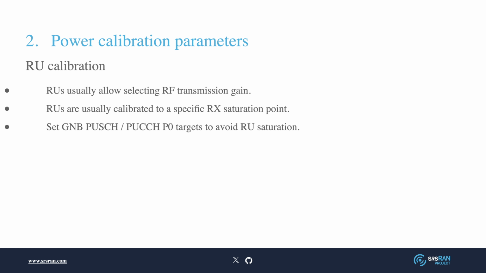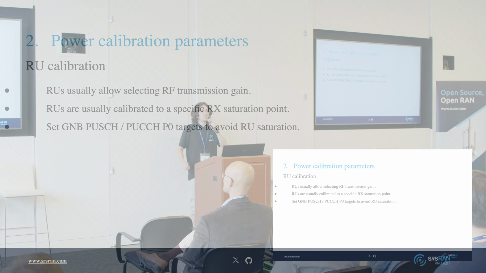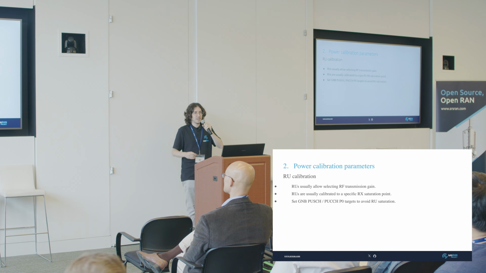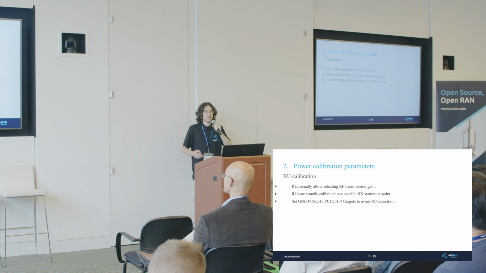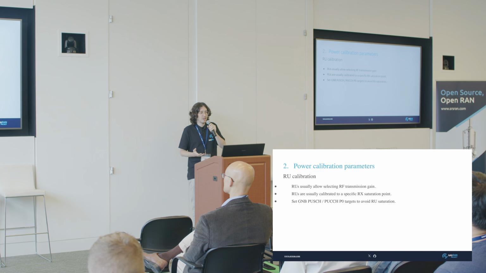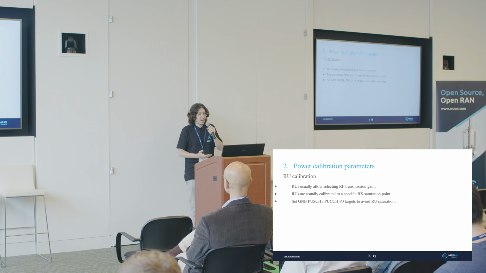Now, before moving on, I want to discuss very briefly what happens when, instead of having a USRP or an SDR device, we have a split 7.2 RU. Because as you have seen, there are some parameters that you simply don't have available. This doesn't mean that you cannot do the same. You can.